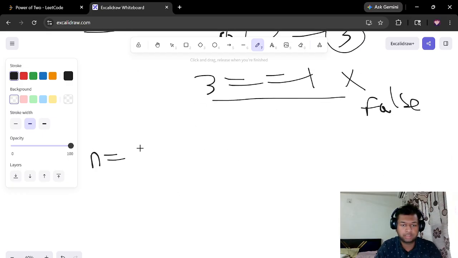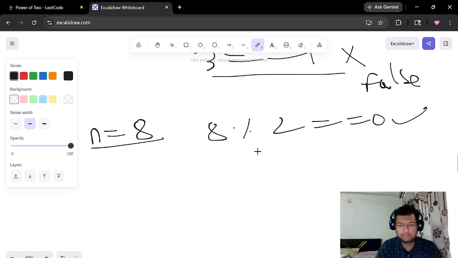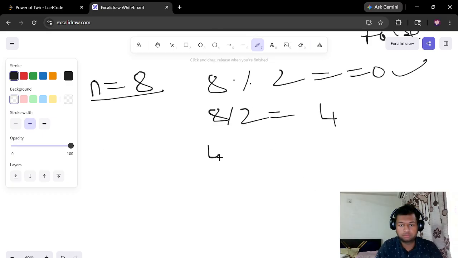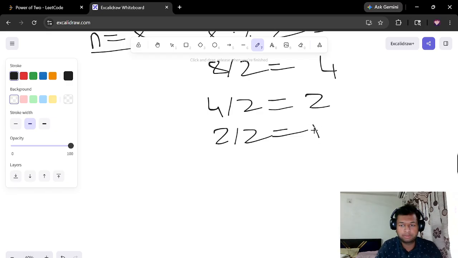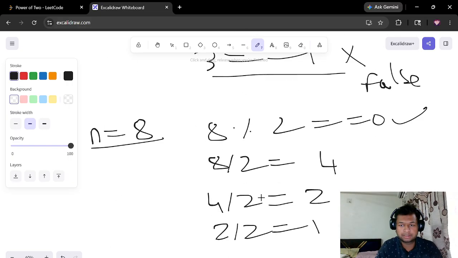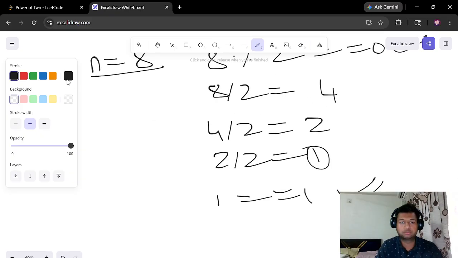Now let's see for n equal to 8. The condition n divisible by 2 matches, so n divided by 2 will be 4. Now for 4 the condition also matches, so 4 is divided by 2 and will be 2 here. 2 is also divisible by 2, so 2 divided by 2 will be 1 here. 1 is not divisible by 2, so the division will not happen, and it will go to the last condition, which was n equal to 1. We have n as 1 here, so our output will be true. So this was the concept of this question.